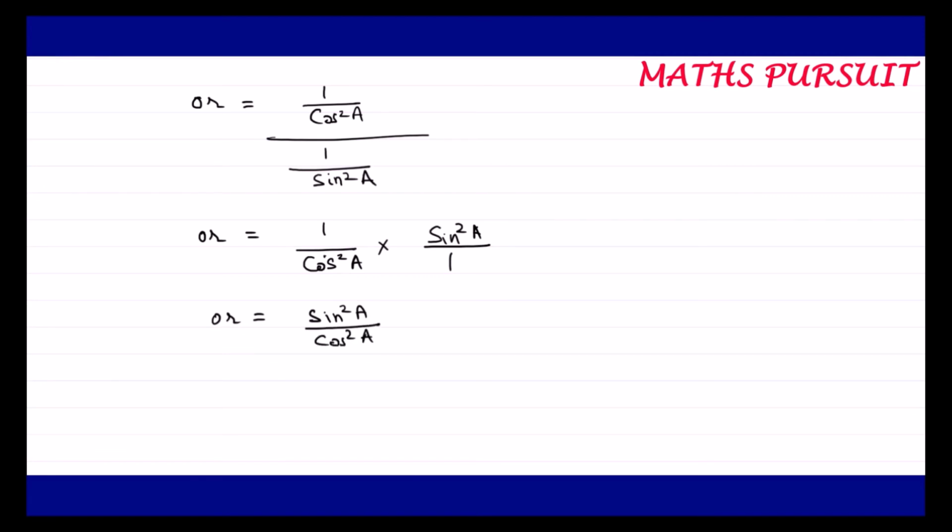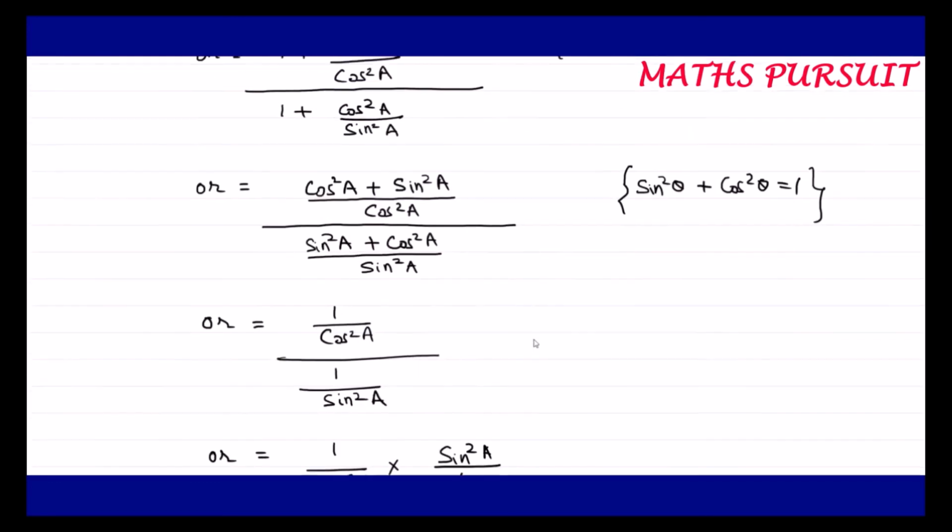Guys, as I told you, tan theta is equal to sine theta by cos theta. So I can write the equation that we got as tan square a, because sin square a upon cos square a is tan square a. So this is our answer, guys. If we solve the given expression, we will get our answer as tan square theta.